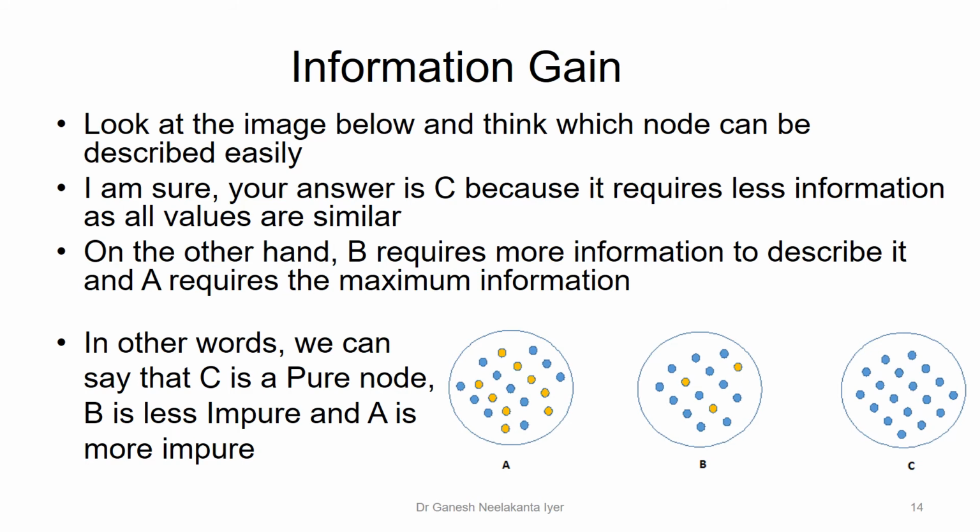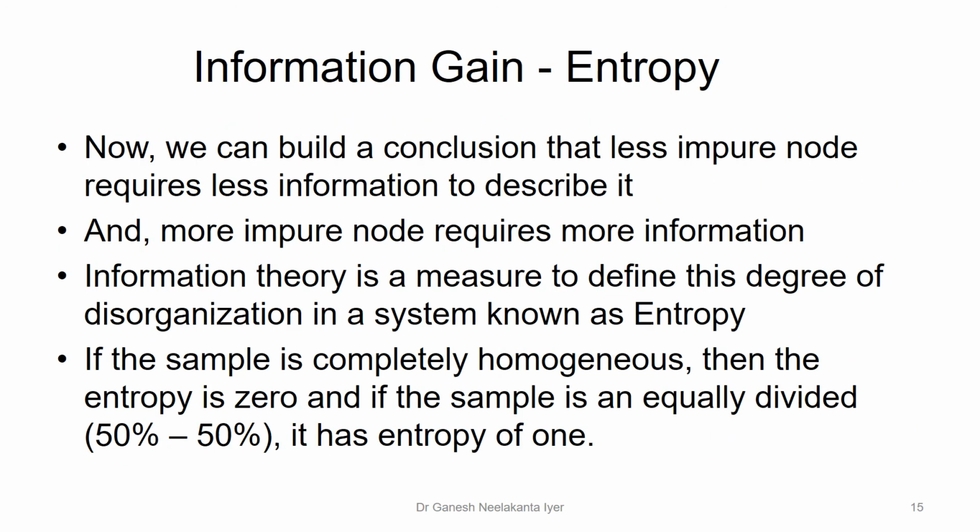Let's look at this image below and think which node can be described easily. I'm sure your answer is C because it is very homogeneous, only single color, single type of data. On the other hand, B needs some information and A needs maximum information. How does that split happen? In this example, C is a pure node and A is a very impure node. Now we can build a conclusion that a less impure node requires less information to describe, and the more impure a node is, the more information we require to describe it.